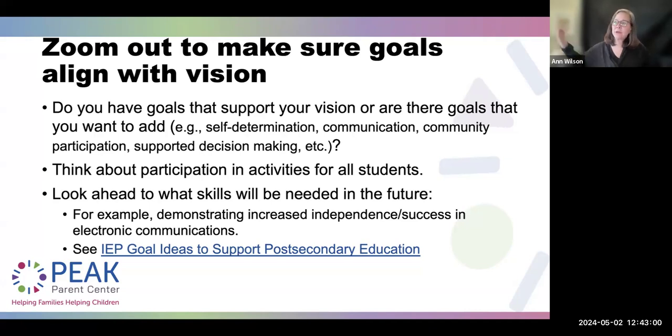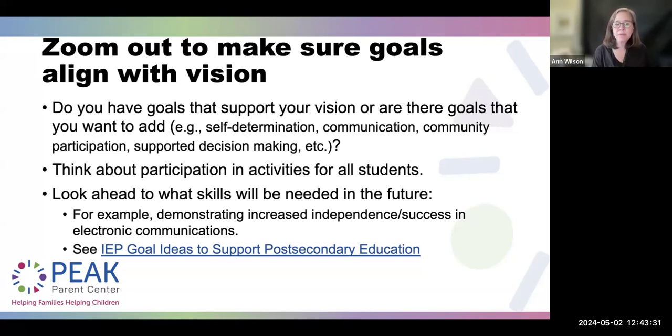And look ahead to what skills will be needed in the future. For example, and I use this example because I'm hearing a lot about students not having some of these skills when they're reaching transition age. For example, demonstrating increased independence or success in electronic communication. When you go to post-secondary education or to the workplace, you often need to be communicating by email. So that's a skill to develop if you can.